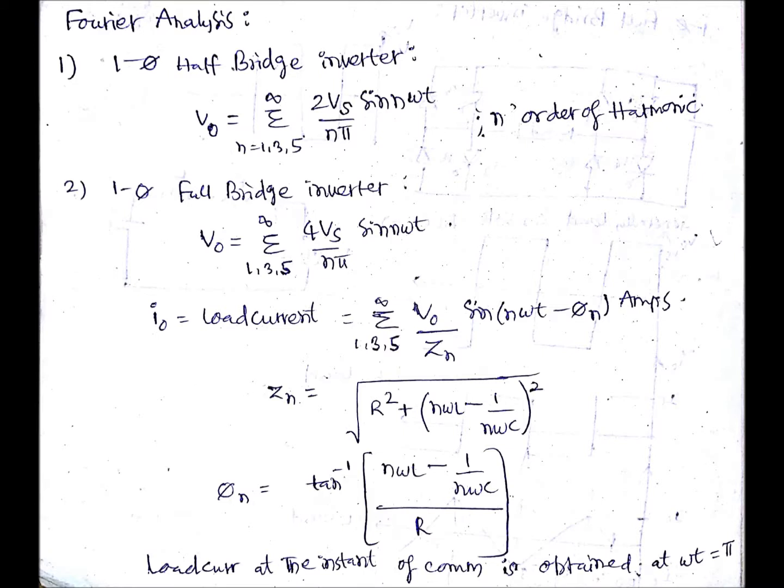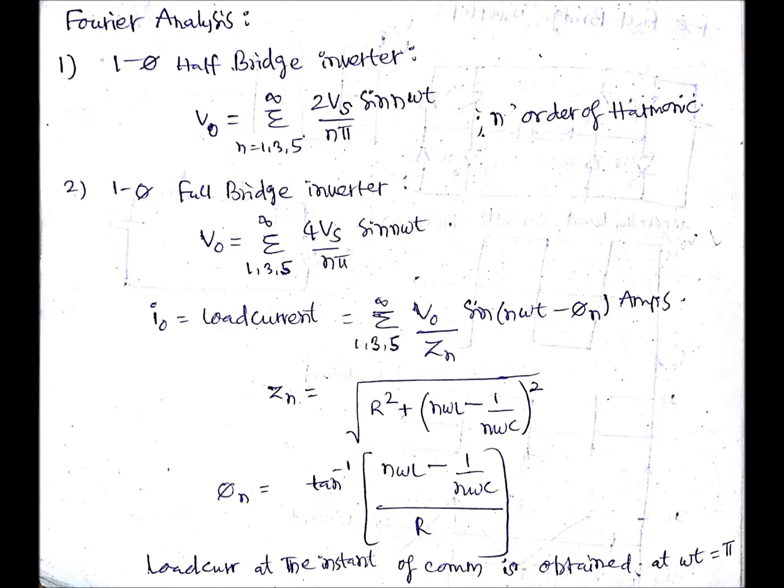In the last class we have seen that the output voltages of single phase half bridge and full bridge inverters are not sinusoidal. Their DC component is zero. They are alternating quantities only, that means AC only, but not sinusoidal. AC can be sinusoidal or it cannot be sinusoidal.